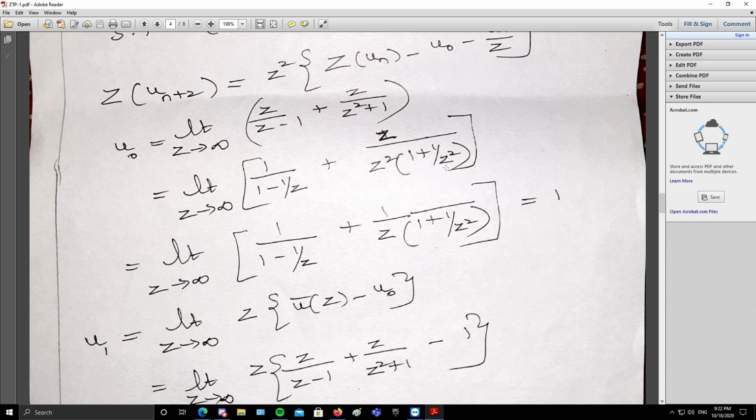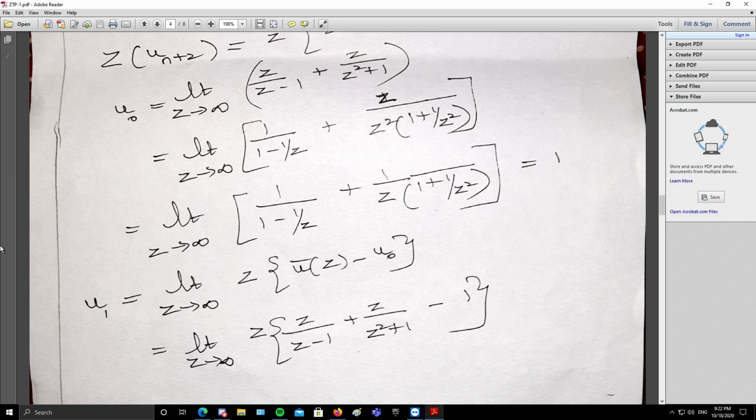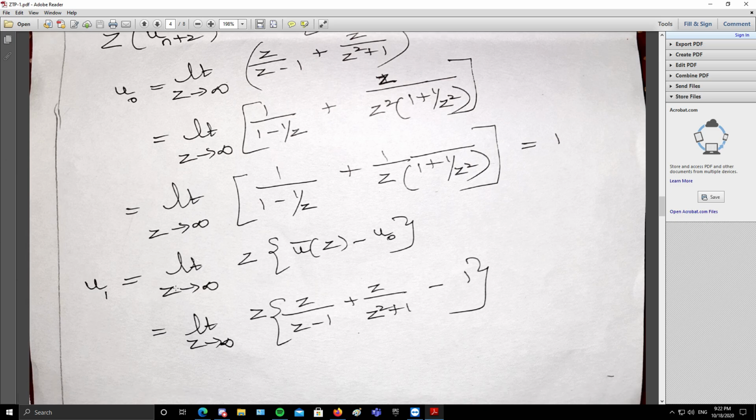So as z tends to infinity, 1 by z square tends to 0. So this is 1 and this is 0. First term is 1, second term is 0. So u naught is 1. Now u1, what is the formula for u1?